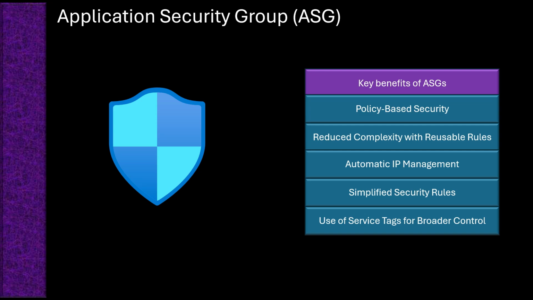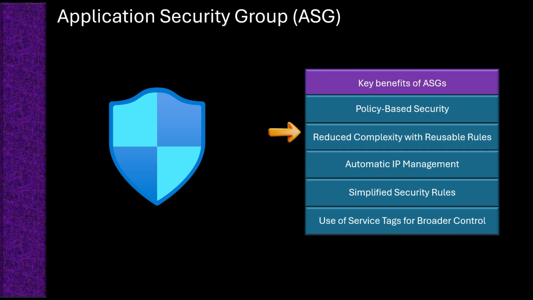Let's unpack some key benefits. ASGs allow you to apply security policies based on application groups rather than individual IP addresses. For example, you can create an ASG for web servers and another for databases, then write security rules for these ASGs, such as only web servers can communicate with databases on port 1433 for SQL. This keeps security policies consistent and easier to manage. You no longer need to maintain or update multiple IP-specific rules.